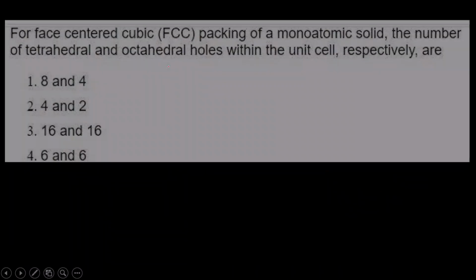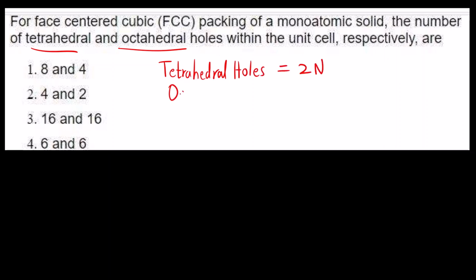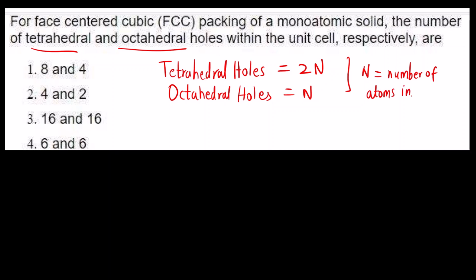Now let us see the next question. In FCC packing of monoatomic solid, the number of tetrahedral and octahedral holes in the unit cell are. So what are the tetrahedral holes? Formula for tetrahedral holes: how many tetrahedral holes are present? Tetrahedral holes is equal to 2 into n, and octahedral holes is equal to n. So what is n? n is the number of atoms in one unit cell. It is for FCC.